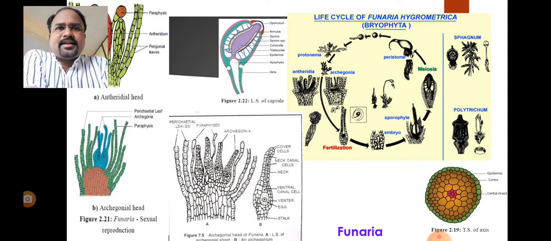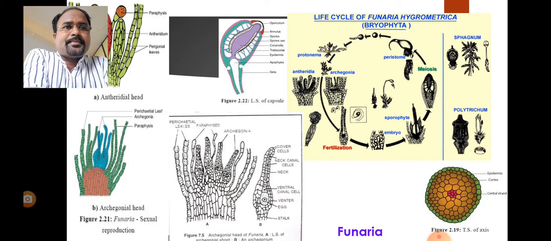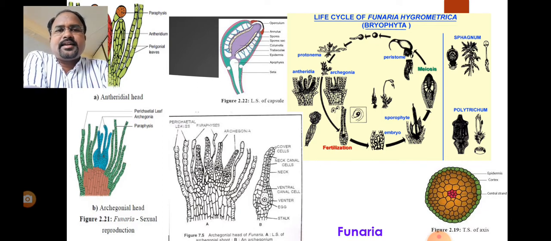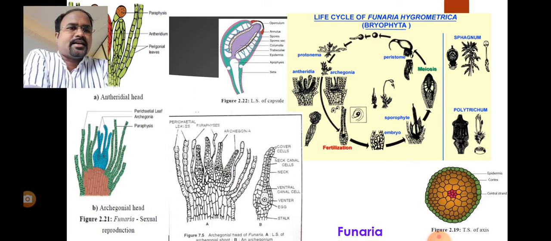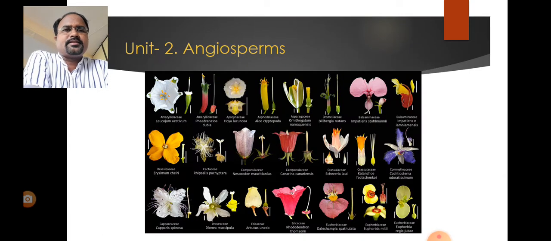So look at this slide. I have shown here the antheridial heads, then a capsule, then the life cycle of Funaria, then the archegonial head. The antheridial head is the male reproductive structure, whereas the archegonial head is the female reproductive structure. And in the corner there is a section of the axis. Then we will study the epidermal pattern, then the cortical pattern, and which type of tissues is present in the center of the axis, that we are going to deal with.